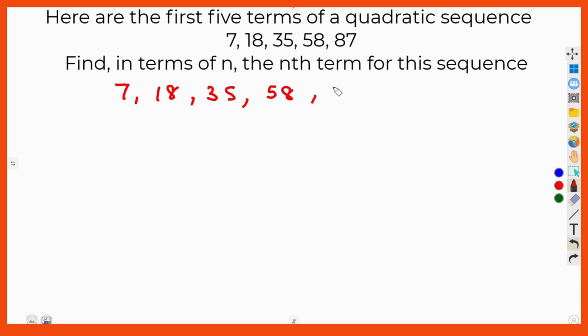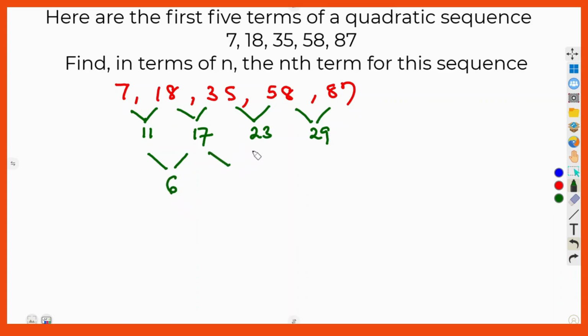58, and 87. Now what we need to work out is the first difference, which is definitely going to be 11. Here will be 17, and here will be 23, and definitely here will be 29. This is the first difference, and then we go for the second difference, which will definitely be 6, and here again will be 6, and again you see that's 6. So you can see a pattern that the second difference always has to be the same number.